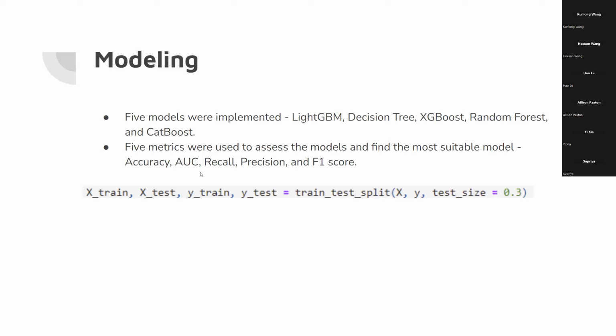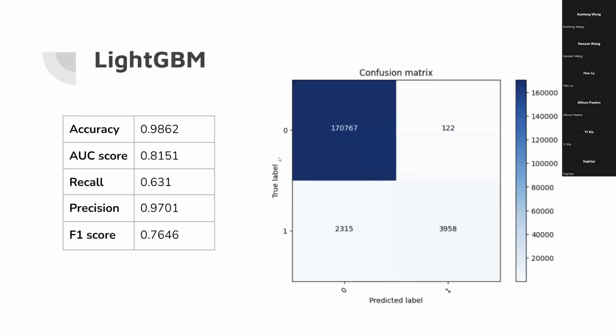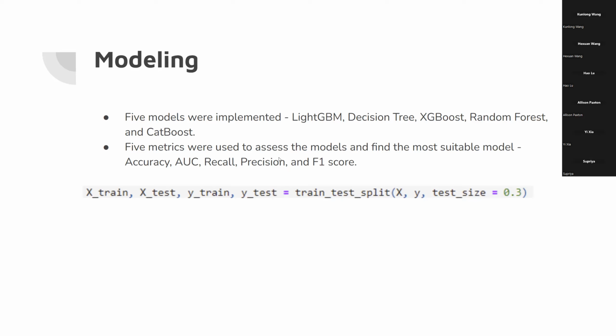Like was previously stated, five models were implemented: LightGBM, Decision Tree, XGBoost, Random Forest, and CatBoost. Five metrics were used to assess the models and to find the most suitable one: accuracy, AUC, recall, precision, with a focus on the F1 score, since our data set is imbalanced. Like was previously stated, the models we trained didn't need the numerical features to be binned or normalized, but we kept the rest of the data pre-processing.